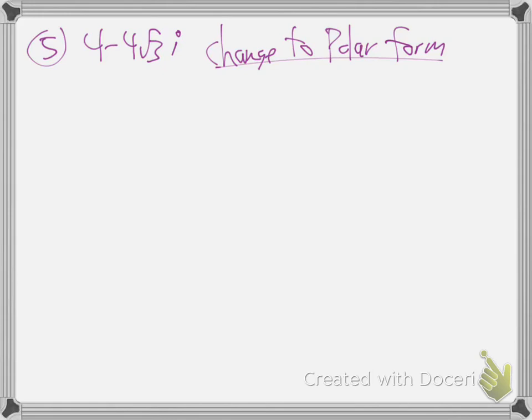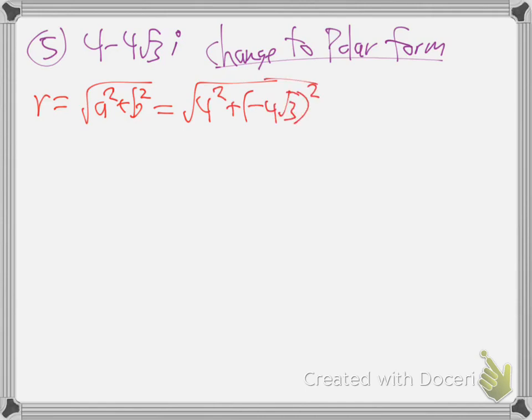Yeah. All right, we good on this one? Is this all making sense? Let's try it. So the r is the square root of a squared plus b squared, the square root of 4 squared plus negative 4 root 3 squared. That's the square root of 16 plus... now, how do you do 4 root 3 squared? You square the 4, 16. You remove the root 3.